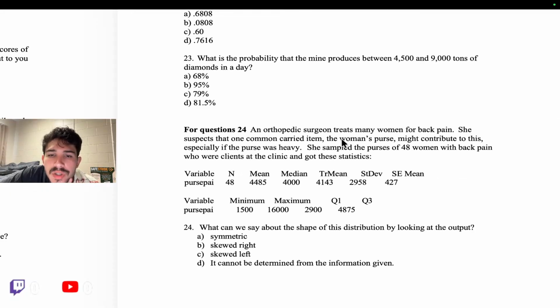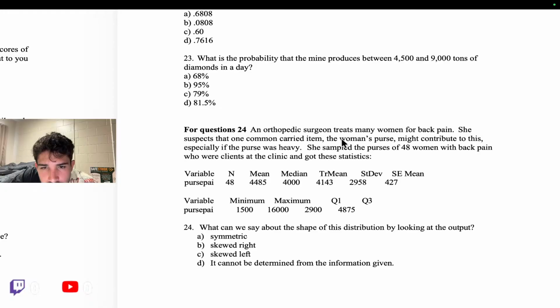An orthopedic surgeon treats many women for back pain. She suspects that one common carried item, the woman's purse, might contribute to this, especially if the purse was heavy. She sampled the purses of 48 women with back pain who were clients at the clinic and got these statistics. What can we say about the shape of the distribution by looking at the output?